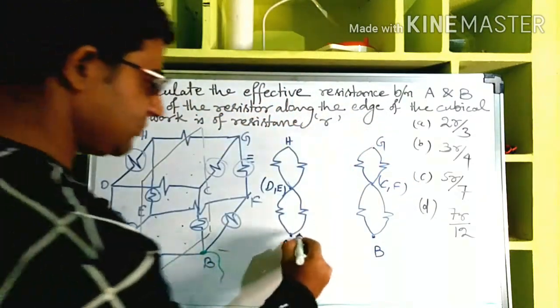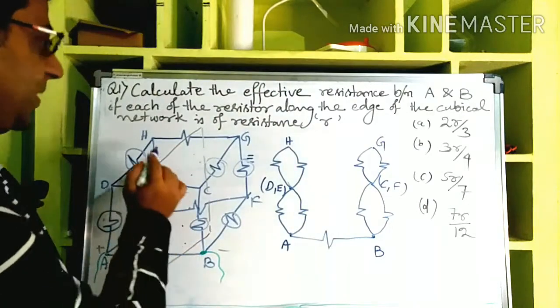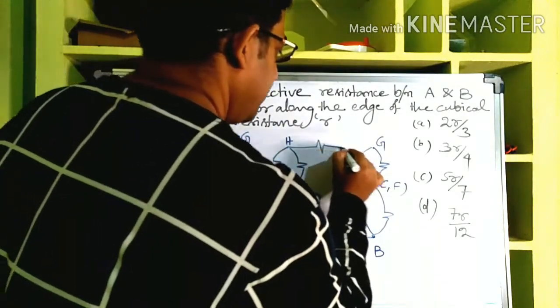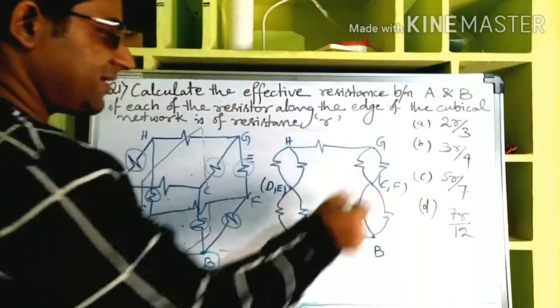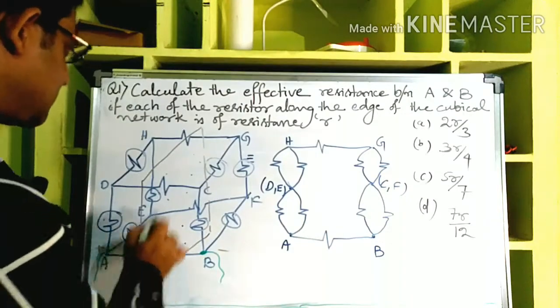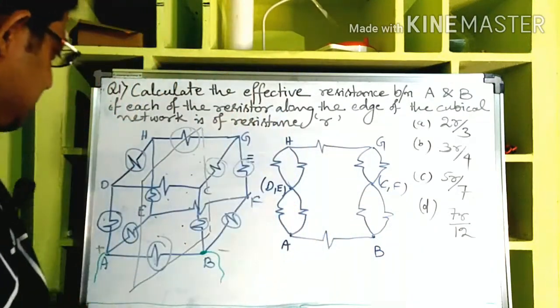Between AB there is one resistance, and between GH there is one resistance. So 10 resistances, but 12 edges are there. So how many resistors? This is covered, this is covered, but still there are 10 resistors. Which two resistances are missed?